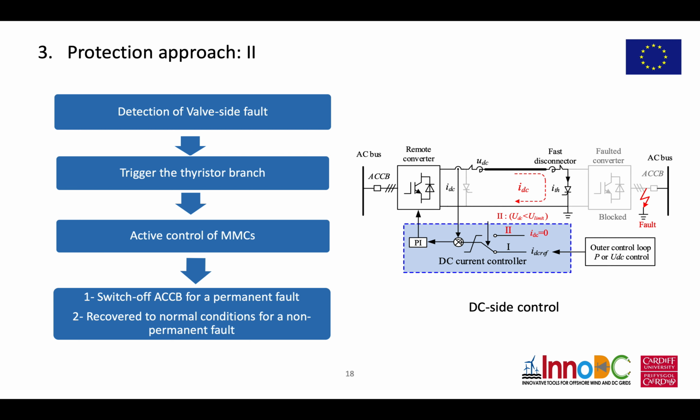We also proposed an active protection method, which means if a fault happens here, we keep the full bridge MMC converters to be active, other than being blocked directly. In this way, we can go further to detect whether the fault here is a permanent fault or a non-permanent fault. If it is a permanent fault, we do the same way to block the converter and switch off the ACCBs. But if the fault here is a non-permanent fault, we will just rebuild the DC side voltage and rebuild the AC side voltage to make the whole system recover quickly.